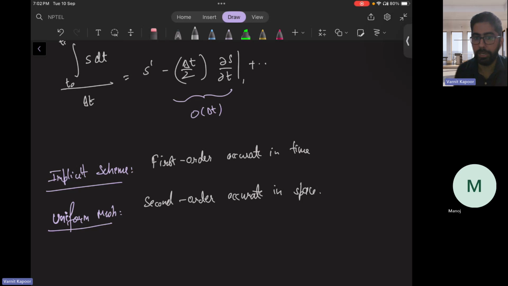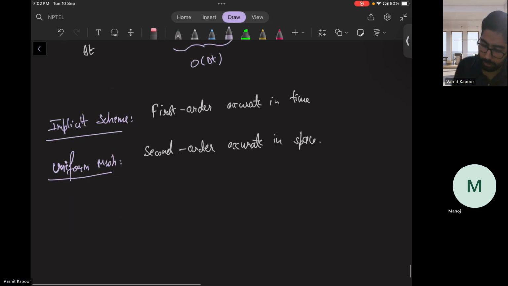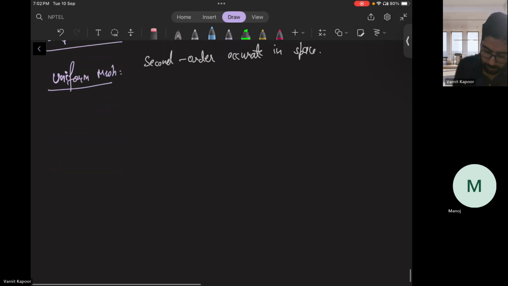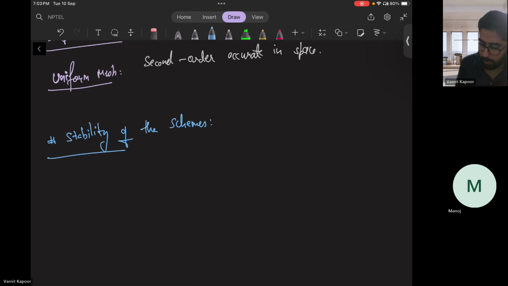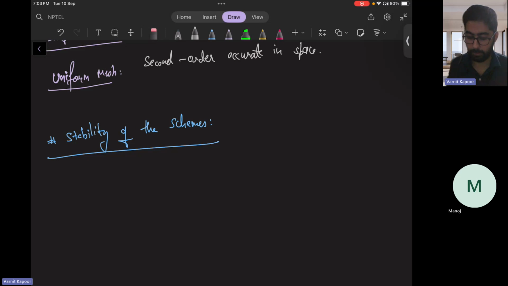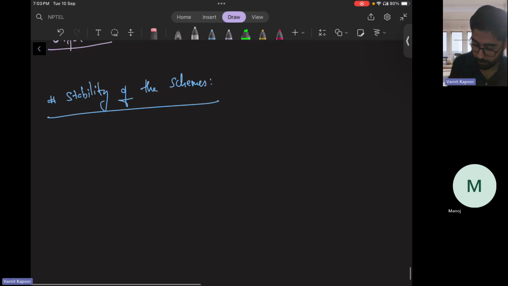Now let's come to the stability of the schemes. That is the von Neumann stability analysis.